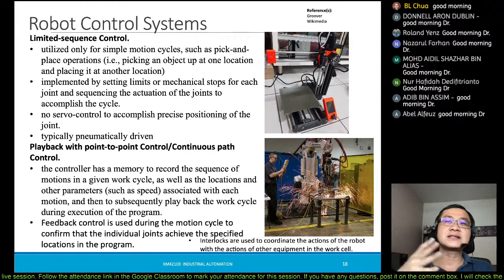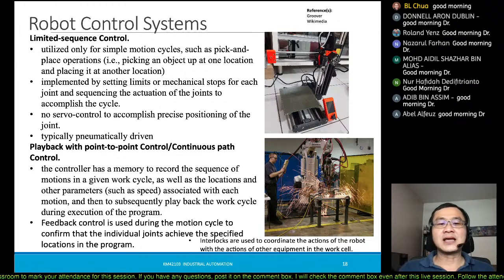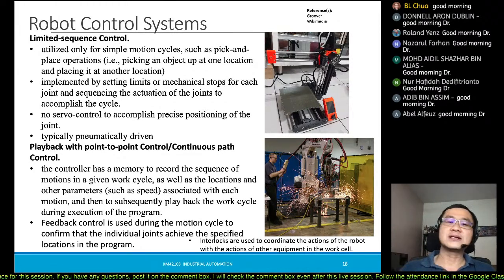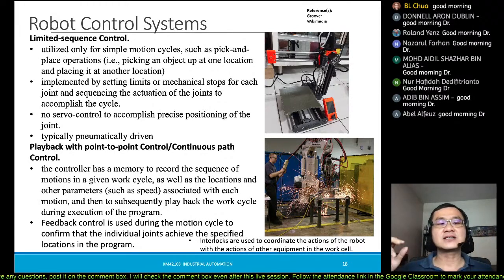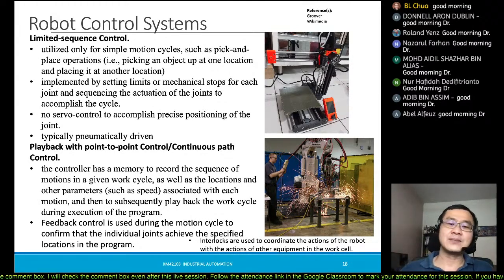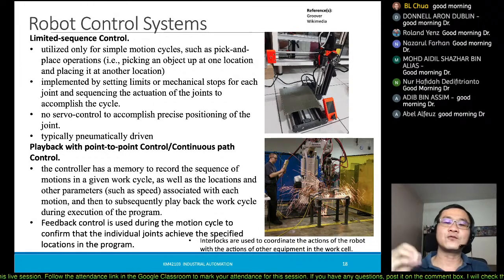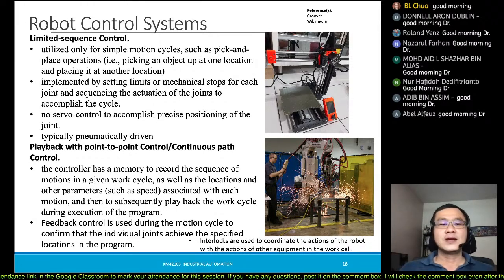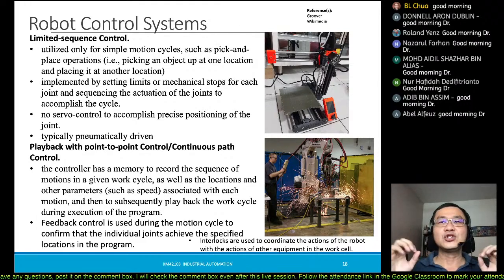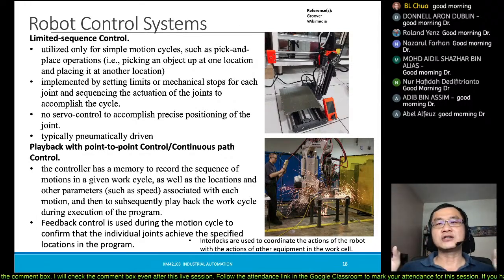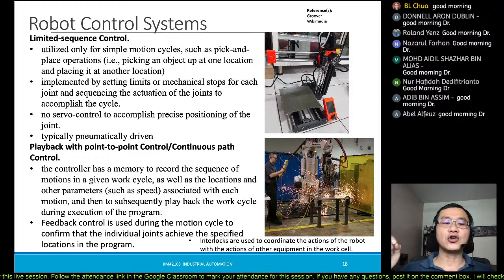So at a certain stage, when certain things pass through, or a certain object touches it, then you do the next operations. This is the idea of the so-called limit sequence control. It can be as simple as that. It would be useful for pick and place operations, picking up from one location to another. Then the next one would be the playback. Playback means you record the motions, or certain particular points, then you play them back. That's why we call this kind of control playback.